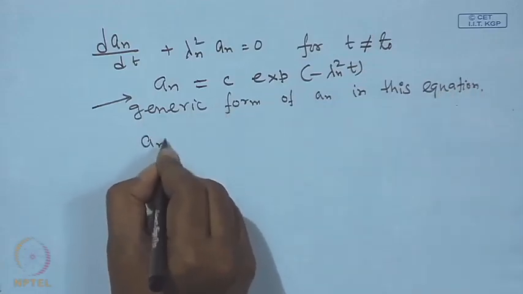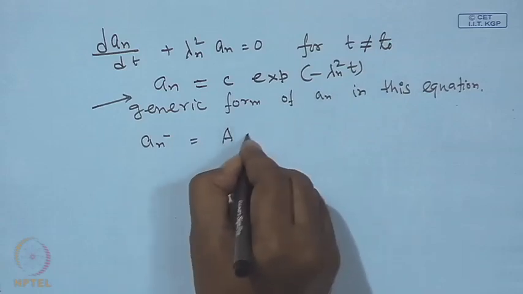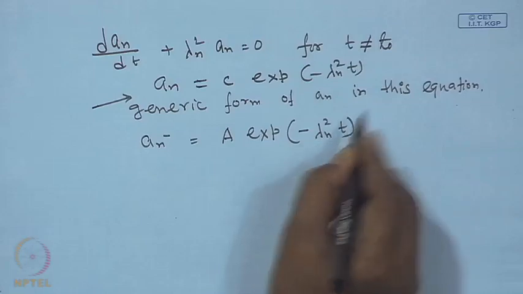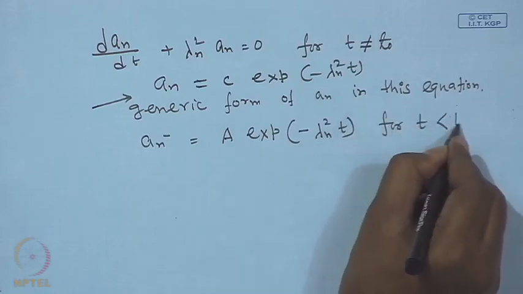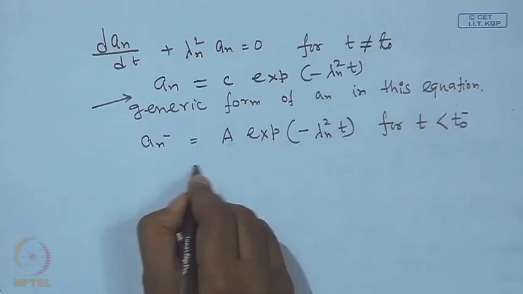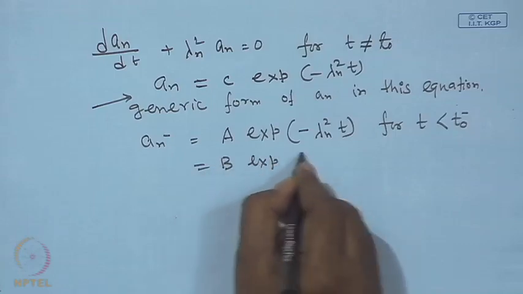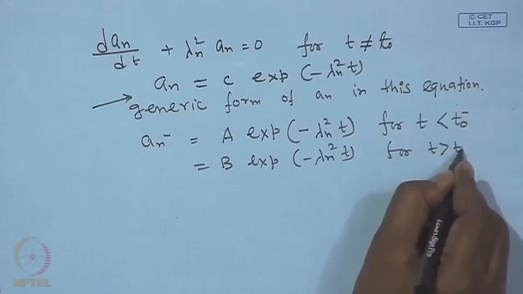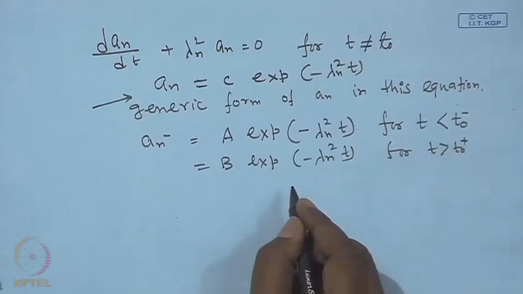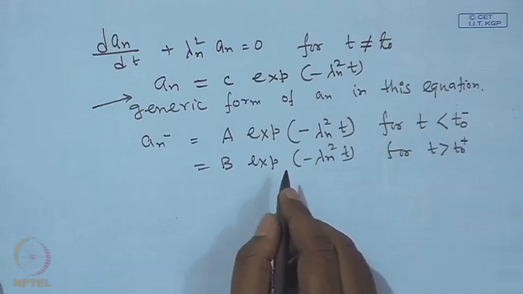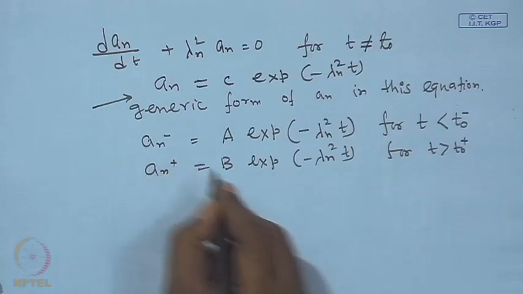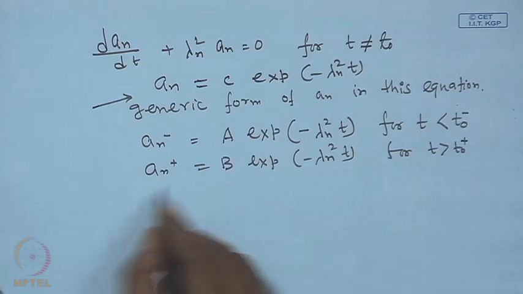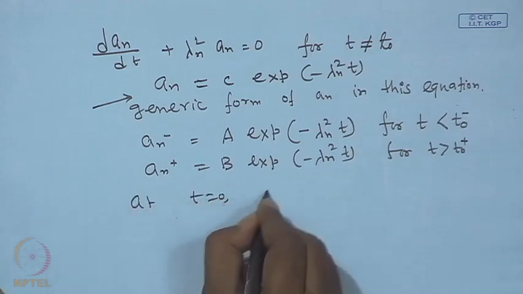Now, A n minus becomes A exponential. So, you can have the lower half and upper half solution: minus lambda n square t for t less than t naught minus, and is equal to b exponential minus lambda n square t for t greater than t naught plus. So, we will be having a lower half solution and an upper half solution. The lower half is less than t naught, the upper half is above t naught. At t is equal to 0, g is equal to 0.